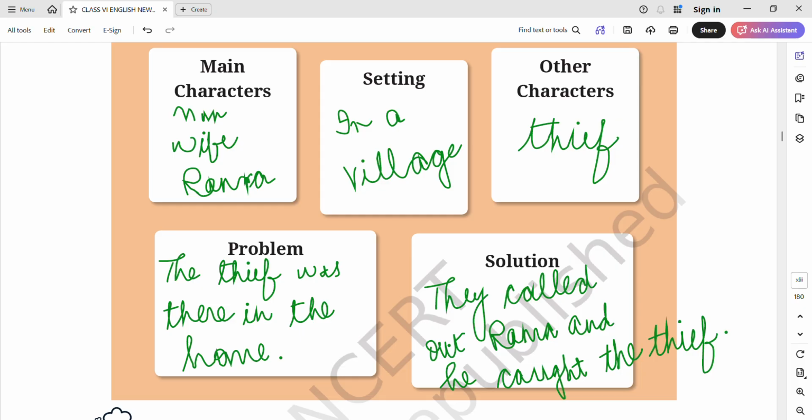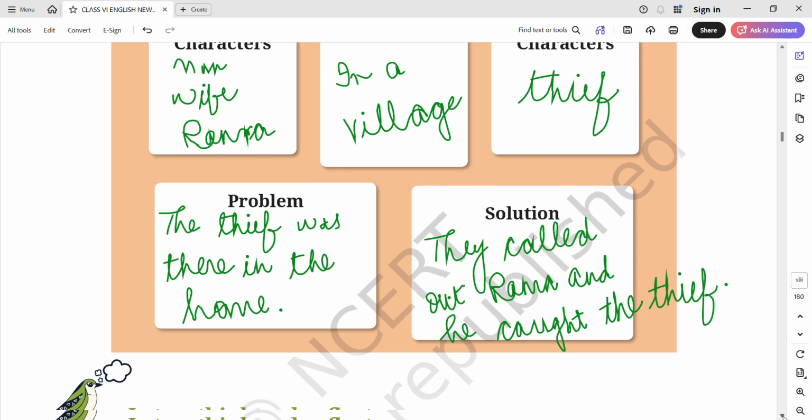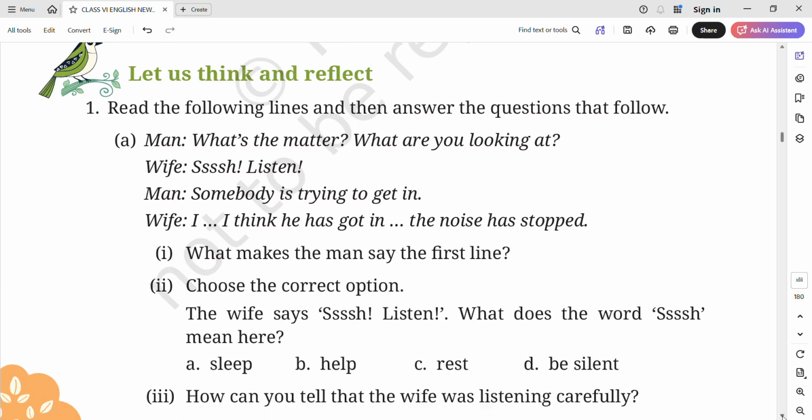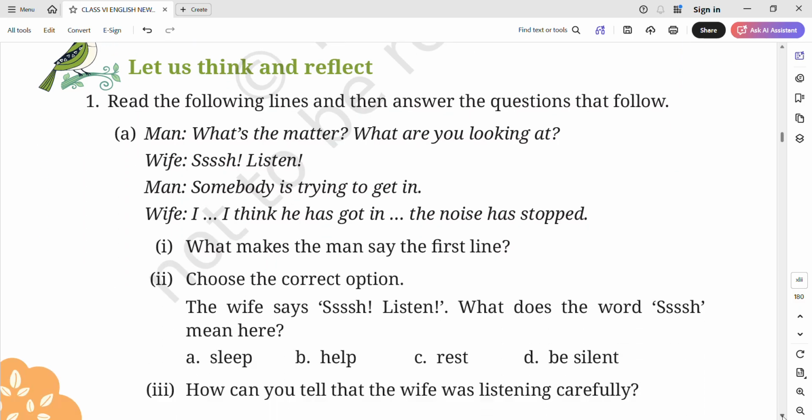Coming to the next question we have, you can see here. Let us think and reflect, and these questions we need to think upon and reflect upon those. So read the following lines and then answer the questions that follow. These lines are already given in the lesson.